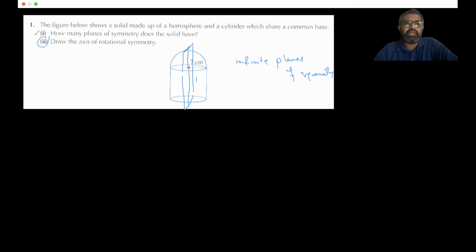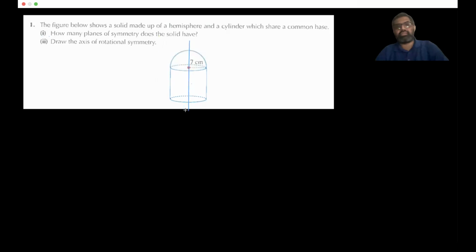The next part is to draw the axis of rotational symmetry. Now this has become easy. It is just a vertical line passing through the center of the cylinder. This is its axis of rotational symmetry. Around this axis, if we rotate the shape, we will always get the same shape.